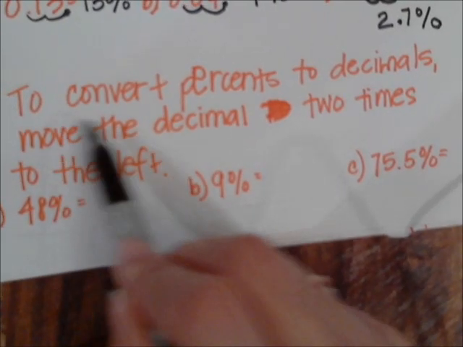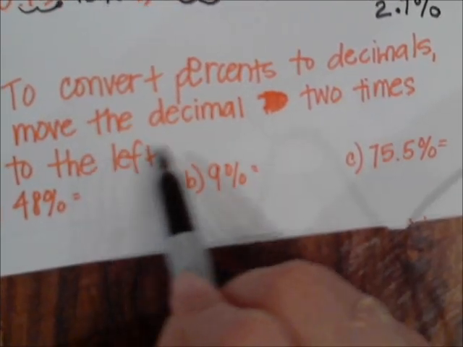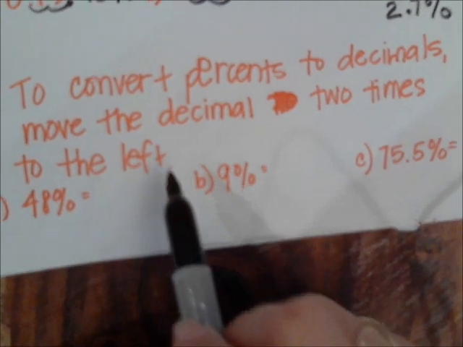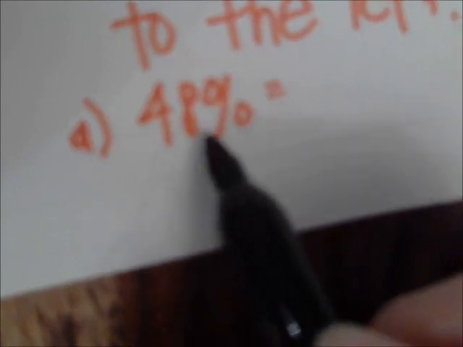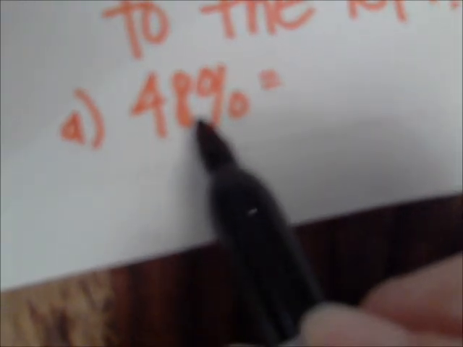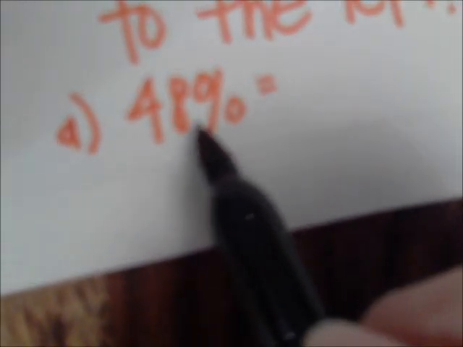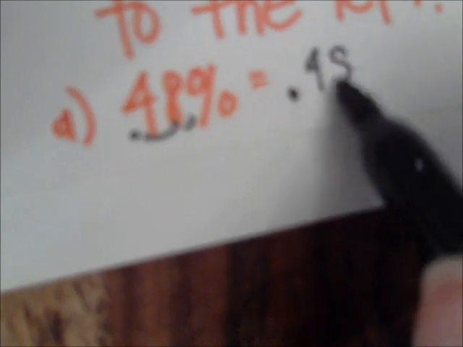To convert percents to decimals, move the decimal 2 times to the left. So here I have 48%. As I said, 2 times to the left. We assume this is a whole number; the decimal's hiding right here. We just move over 1, 2 to the left. My answer is 0.48 or 48 hundredths.